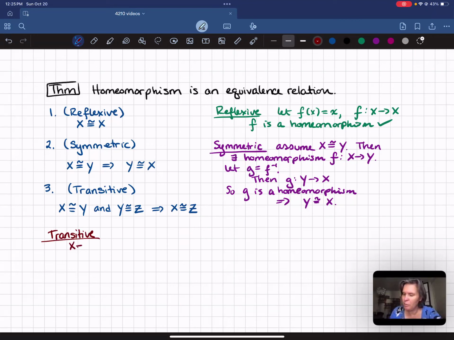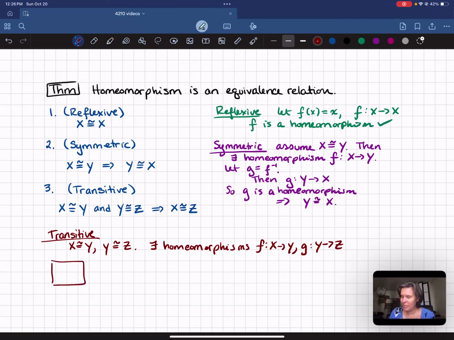So let's assume X is homeomorphic to Y and Y is homeomorphic to Z. That means I have functions f from X to Y and g from Y to Z. And I'm trying to prove that X is homeomorphic to Z, so I need to find a function that goes from X to Z. Okay? And we've also seen this before.